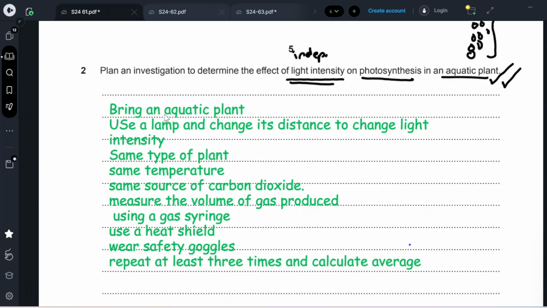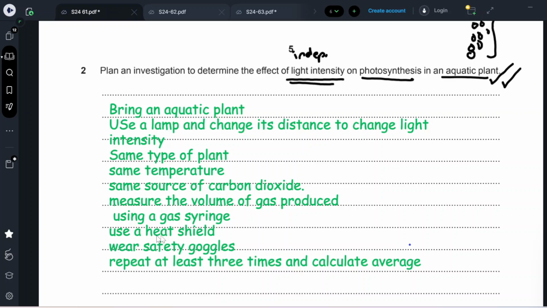So number 1, I will use one aquatic plant. What is the factor changed? Use a lamp, change its distance to change the light intensity. Same type of plant, same temperature, source of carbon dioxide. What are you going to measure? Volume of gas produced using a gas syringe.